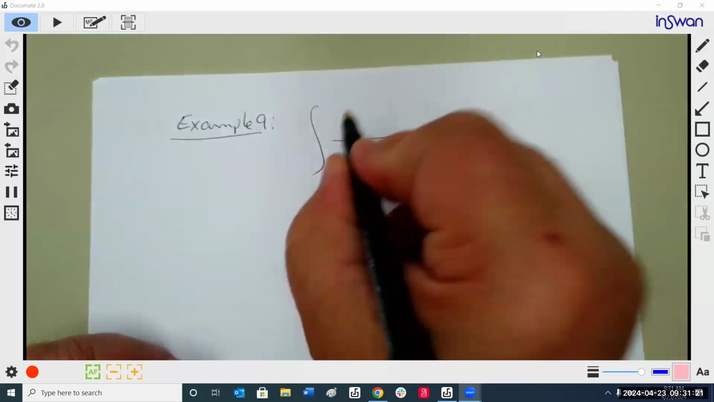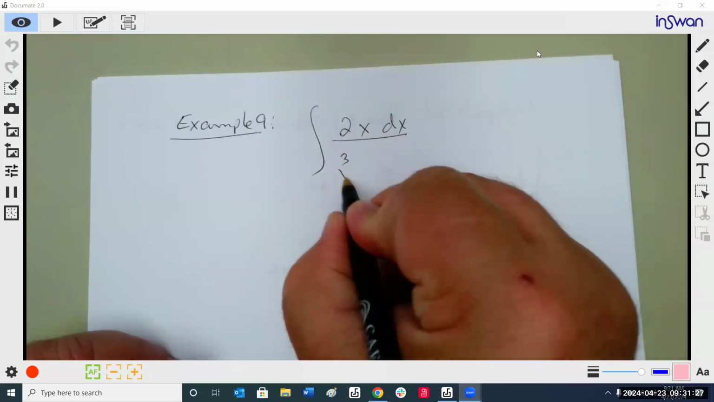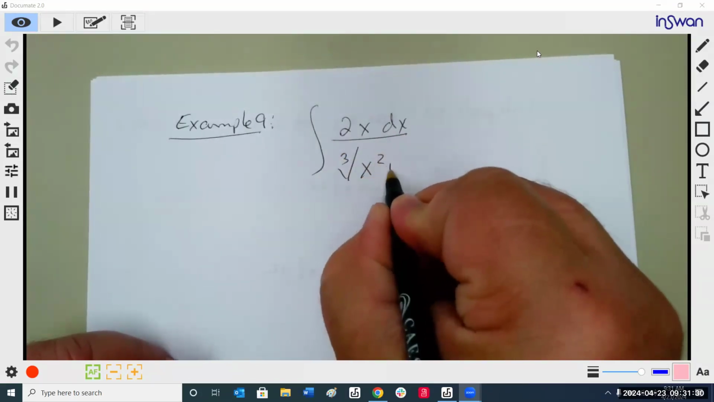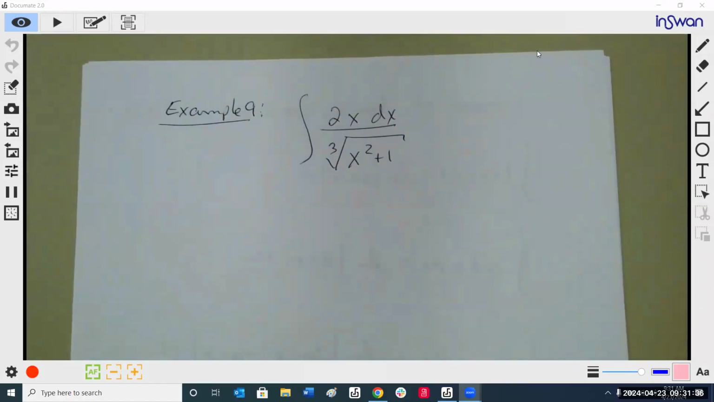The integral of 2x dx over the cube root of x squared plus 1. This example is one, as we said earlier, where doing these things is not that easy because you have so many options to choose from. Which one do you choose? There is no set rule. It comes with practice. So just try one.